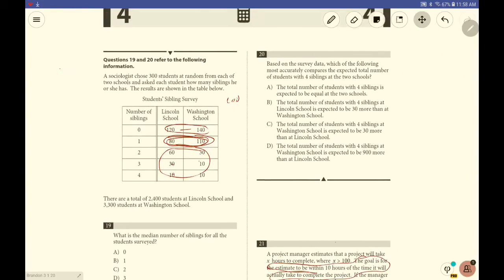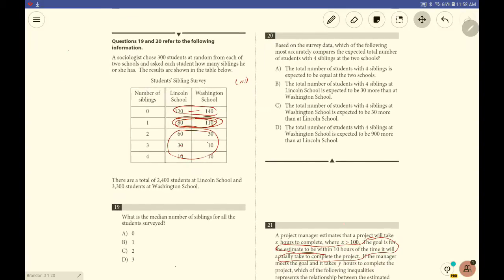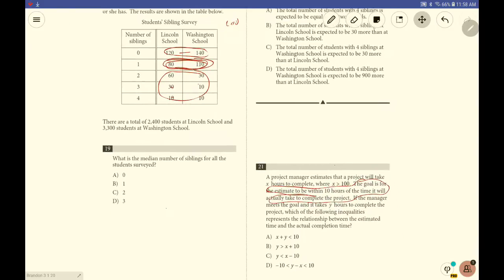And then we have the siblings in Lincoln School. We dealt with counting up from the bottom or down from the top to find the middle students, and there are 600 total. So when we count down from the top to find the 301st student, we find the number of siblings is 1. And when we come up from the bottom to find the 300th and 301st student, it's the same thing. It doesn't matter which way you do it.